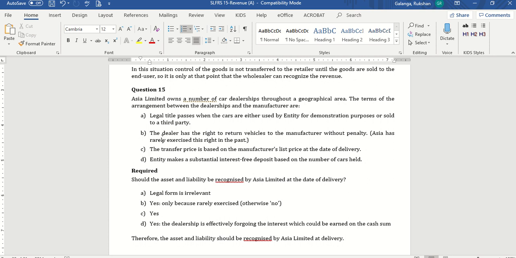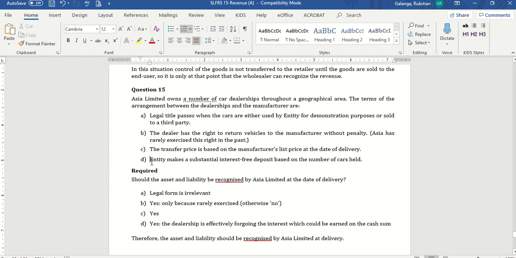Yes, you can recognize this as an inventory and the liability, because it is only exercised rarely, right? And third one, the transfer price is based on the manufacturer's list price at the date of delivery. So that you can, yes, exercise.